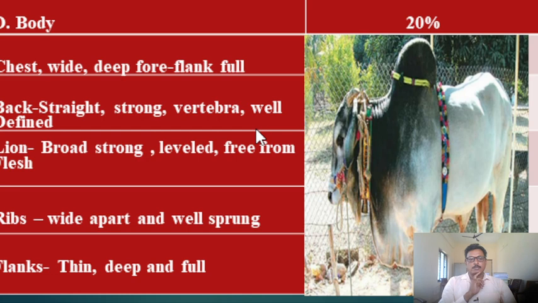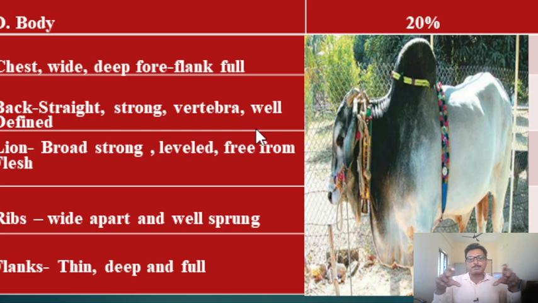And also the back. If you see the back, it should be straight and strong. And well deflected vertebra should be there. The loin broad, strong, and leveled, free from the flesh. It should be like that.